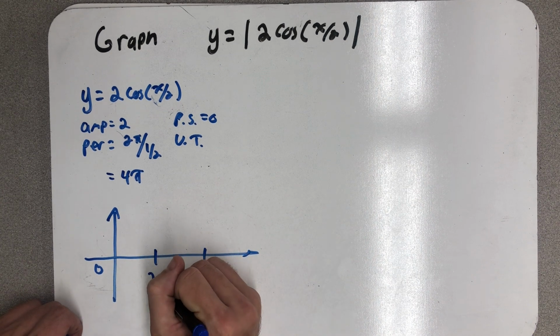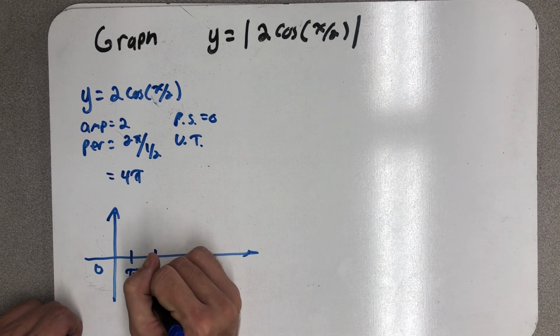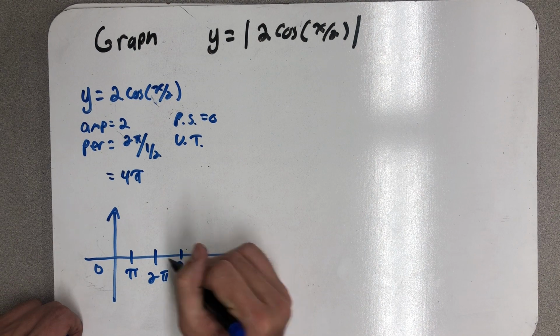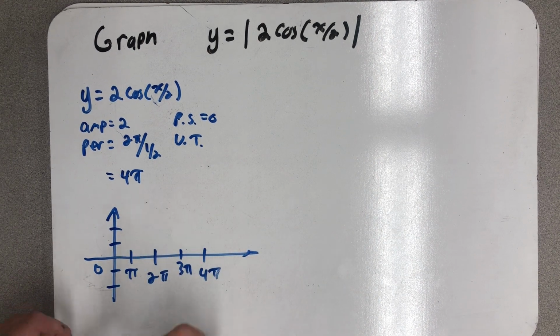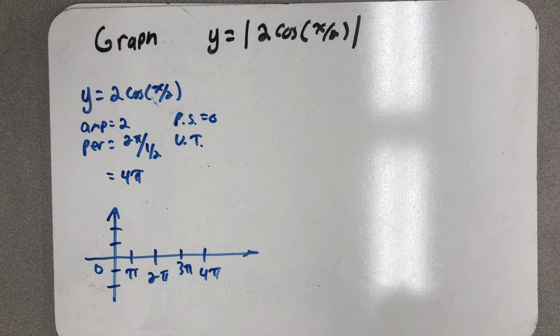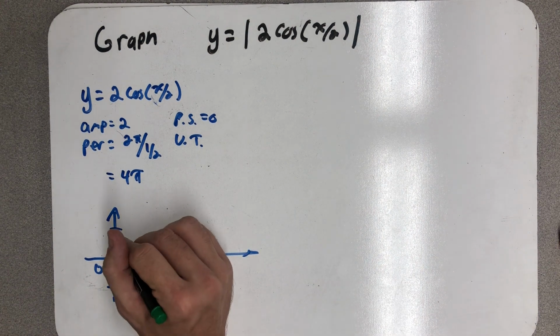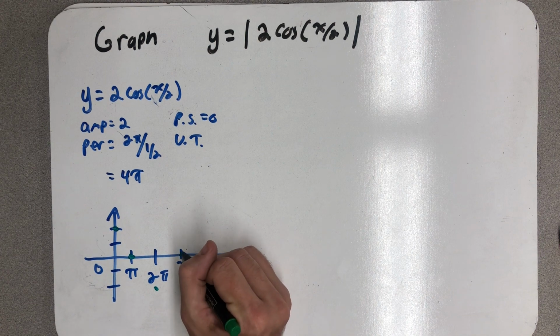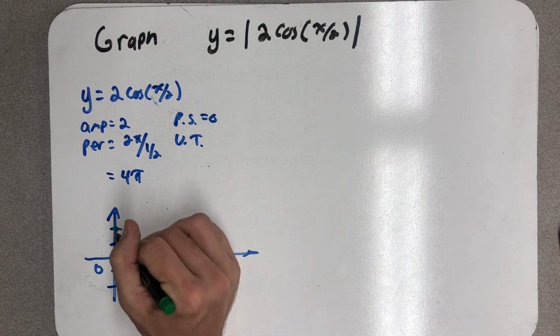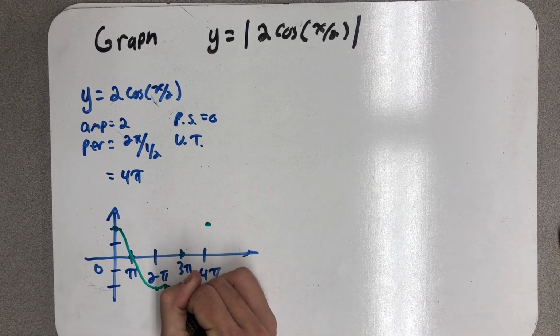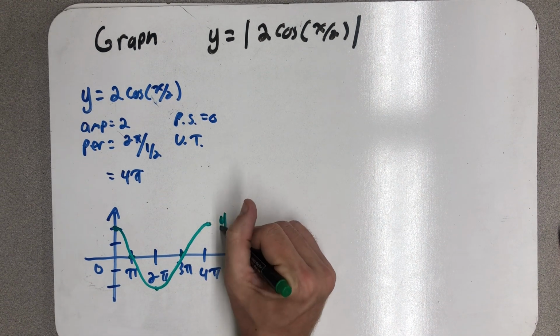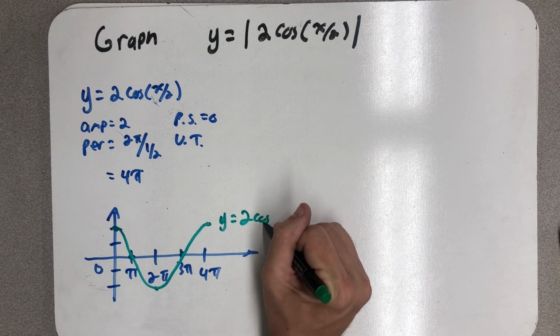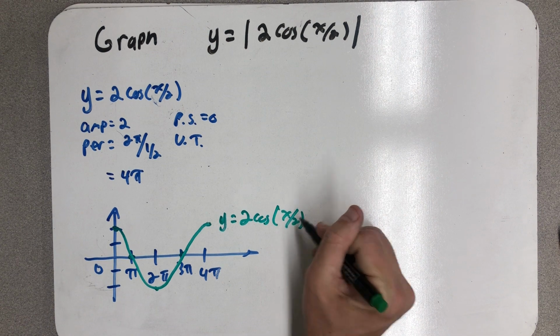not too hard to divide up the x-axis here. My amplitude's 2. And I can imagine what my cosine graph is going to look like here. Plotting those 5 key points. So there's my graph of y equals 2 cosine of x over 2.